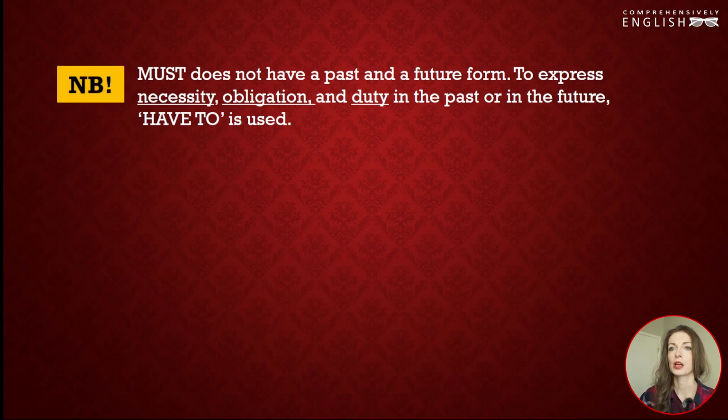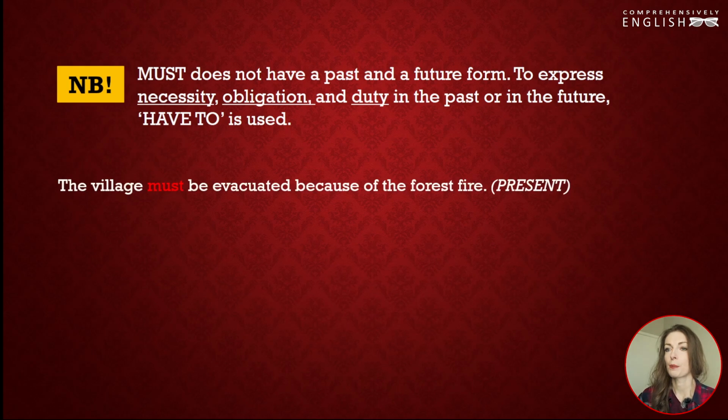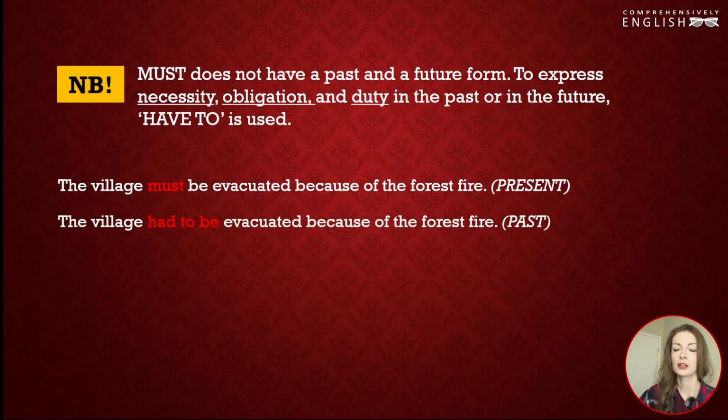Let's see. The village must be evacuated because of the forest fire. This sentence is in the present. This is something necessary to do. The village must be, it is necessary to evacuate the village. The village had to be evacuated because of the forest fire. This sentence is in the past. It was necessary in the past.